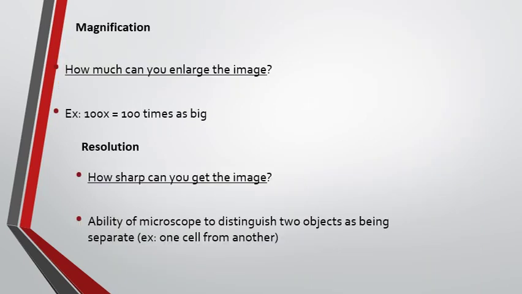So here we have two terms. One is magnification, the other one is resolution. First of all, let's discuss magnification. Magnification is basically how much bigger a sample appears to be under a microscope than its real size. By using more lenses, a microscope can achieve greater magnification, but this does not mean that more detail can be seen.